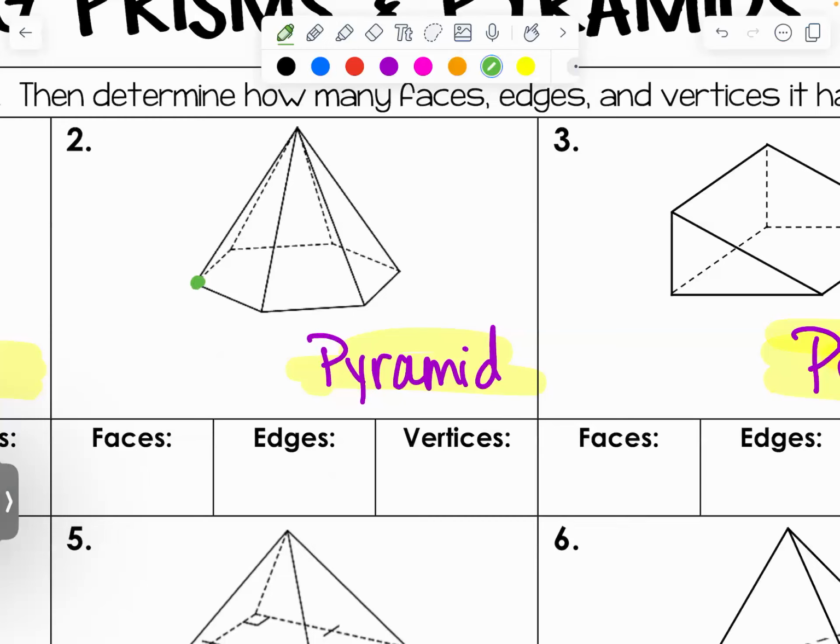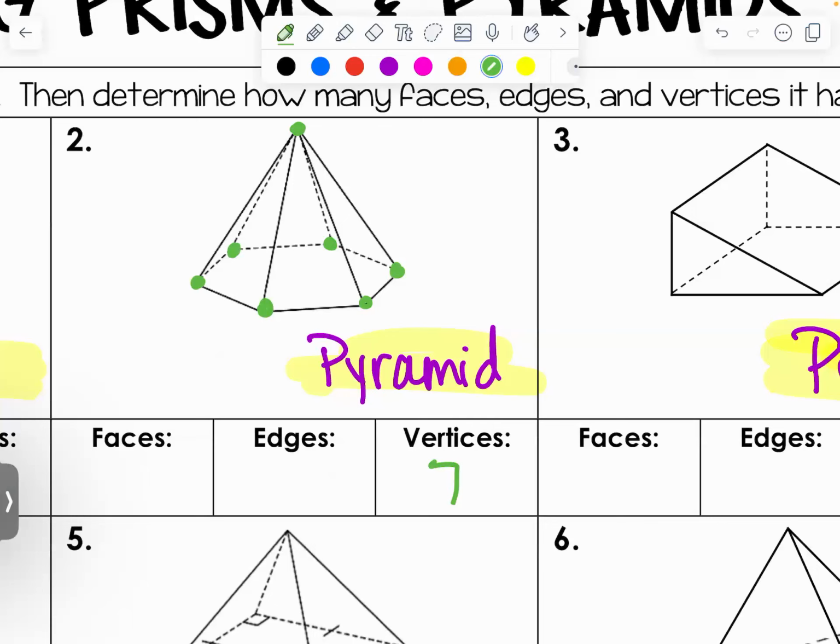So help me, here's one. You were right with 7. So there's 1, 2, 3, 4, 5, 6. So we have a hexagon. So we have 6 of them down here and 1 up here. 6 edges. Oh, we're gonna have more than 6 edges.